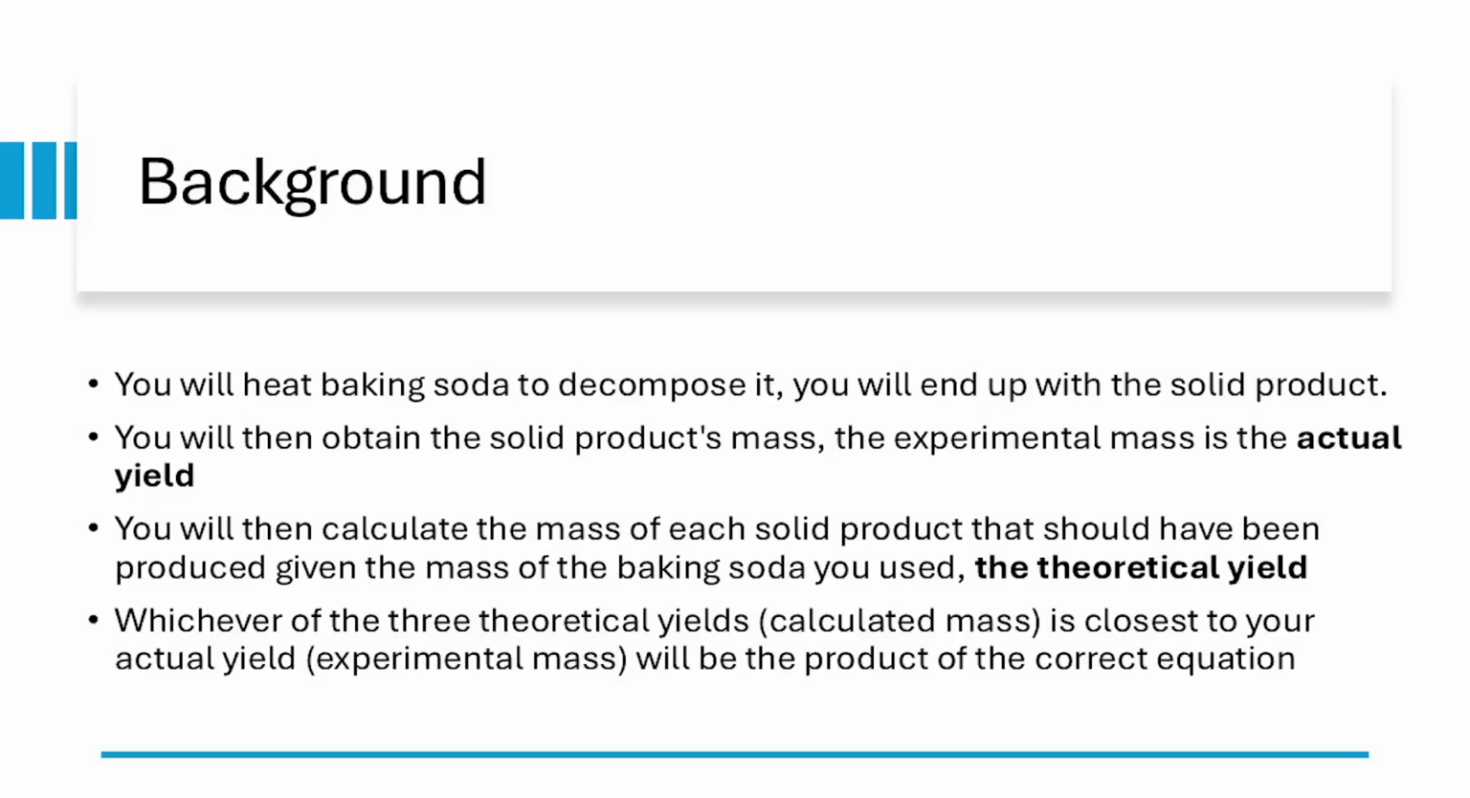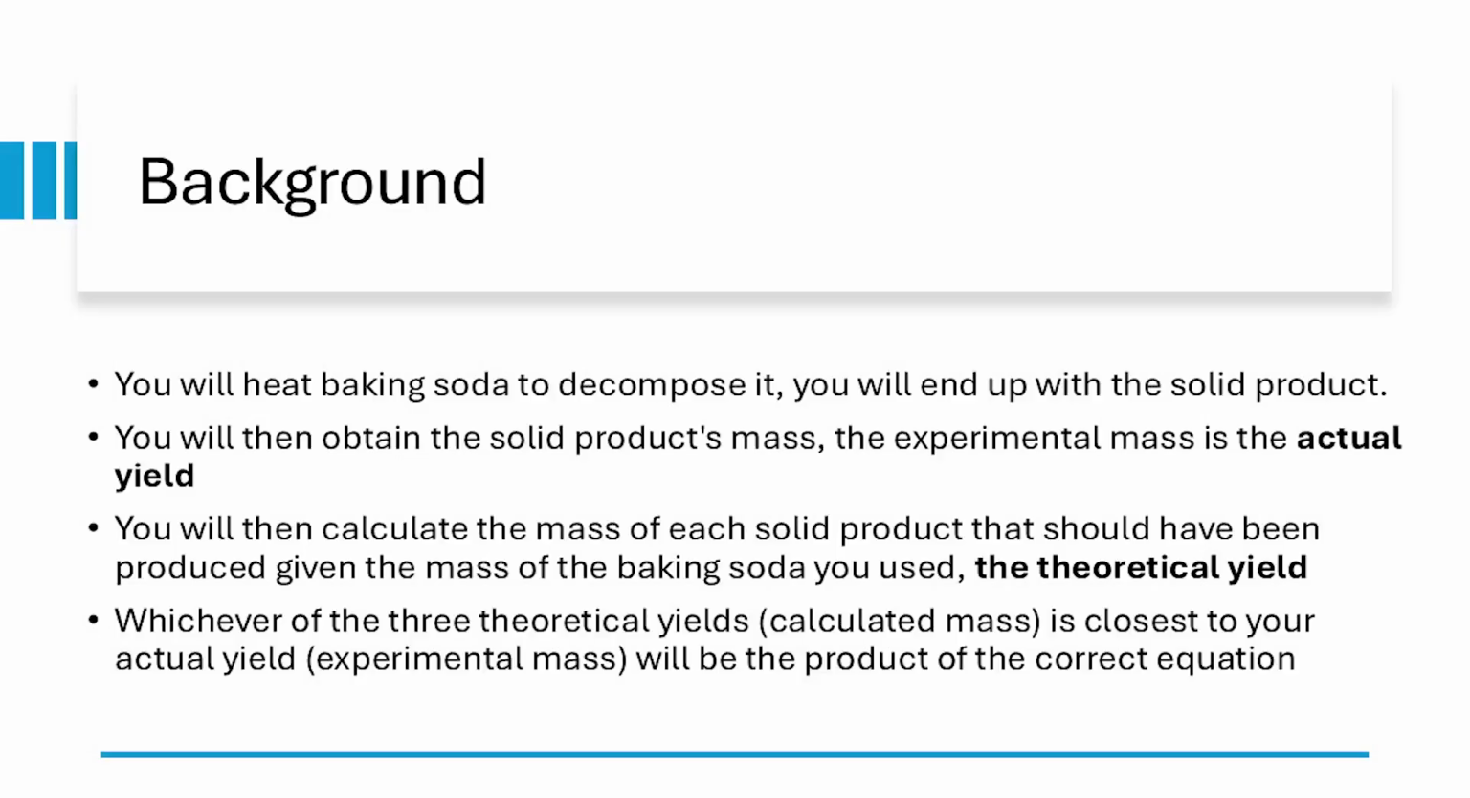So how are we going to do this? Well, we're going to heat baking soda to decompose it, just like we did in some of the earlier labs. We're going to heat it on our hot plate. And all that we're going to be left behind with is a solid product. We are going to determine the experimental mass of that solid product, and then we're going to utilize our skills of stoichiometry to determine the expected or theoretical mass of the three products we would have gotten. So the sodium oxide, the sodium hydroxide, and the sodium carbonate. We'll compare those masses to our experimental mass to determine which equation is correct.